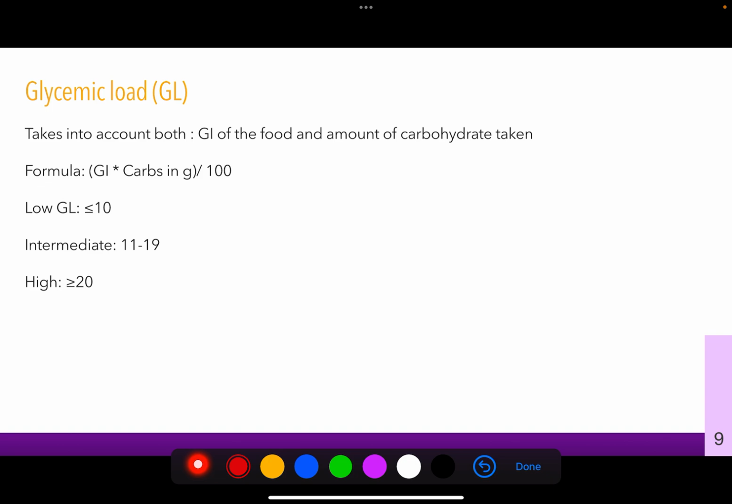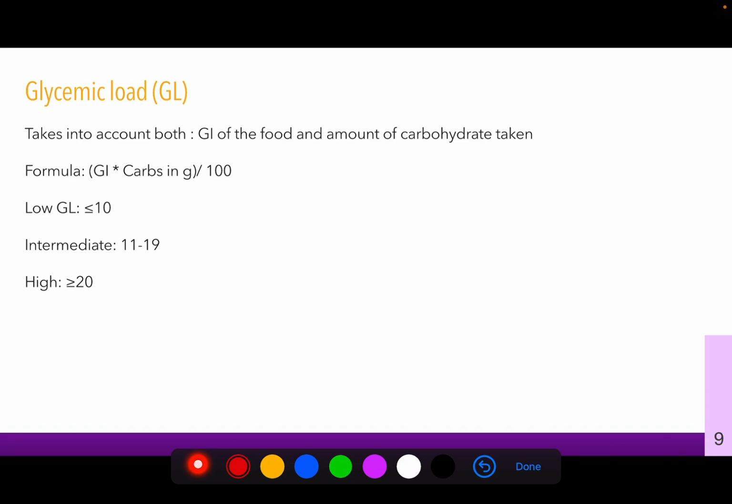Glycemic load. One important disadvantage of glycemic index is that it doesn't take into account how much carbohydrate the patient has taken. I'll give you an example. Consider a low glycemic food, maybe intermediate to low glycemic, chapati. Chapati has an intermediate glycemic index, but if it is taken more than required, then the blood sugar raised following this intake is very high.